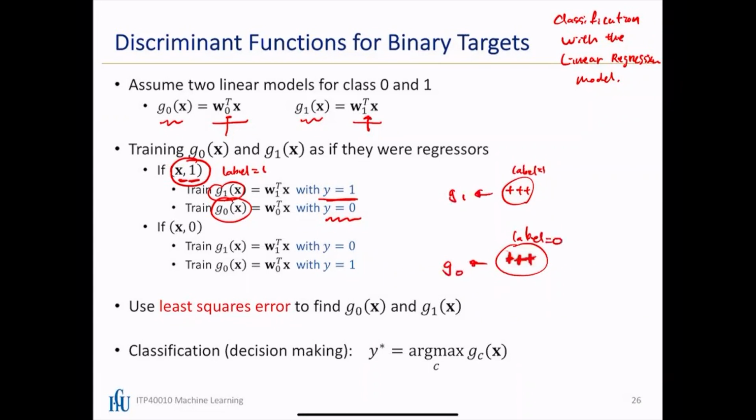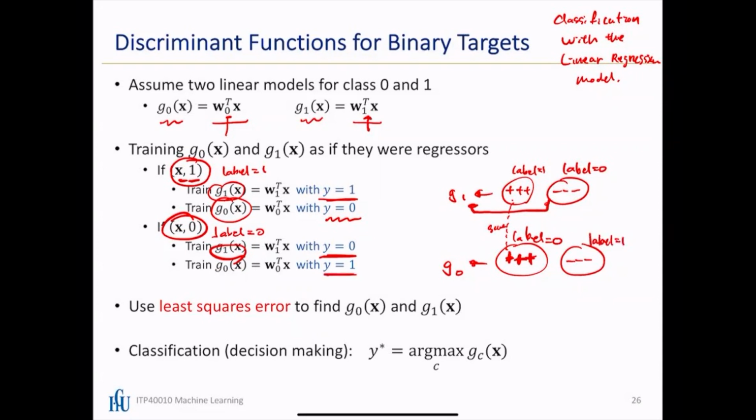Let's think about the other half of the data set, the data with label 0. Again, G1 gets the data with the original label value. So the negative instances, which are labeled 0, go to G1. But on the other hand, for G0, the same data, the negative instances, have their label modified to be 1, and this goes to G0.